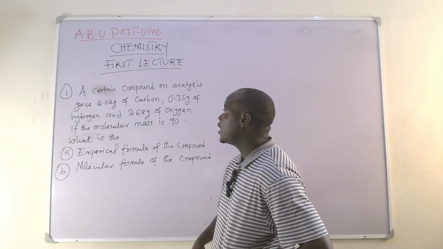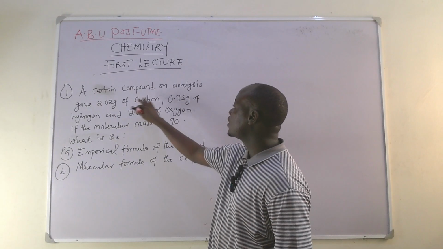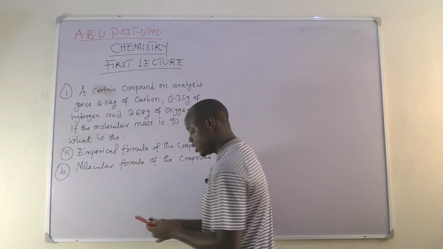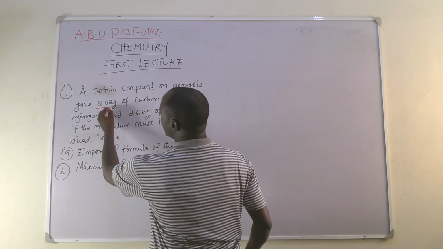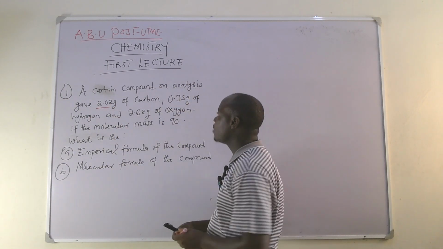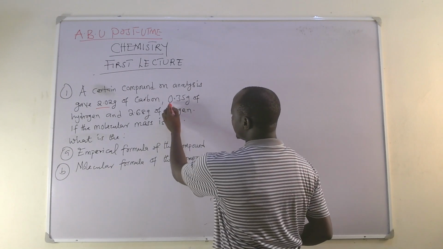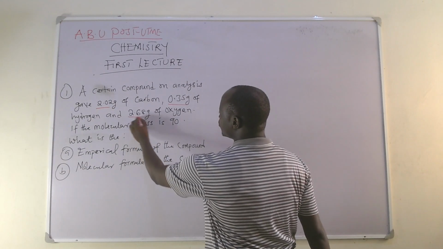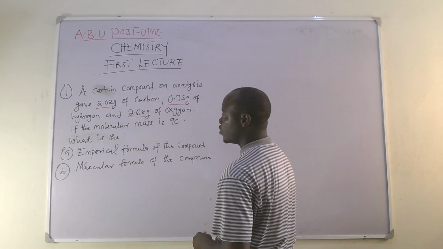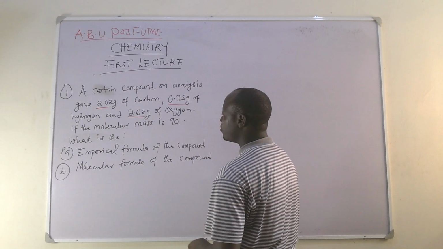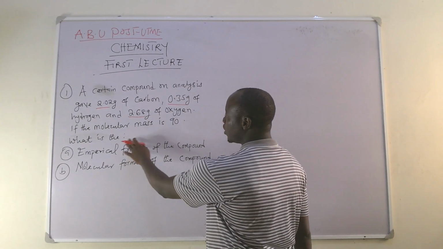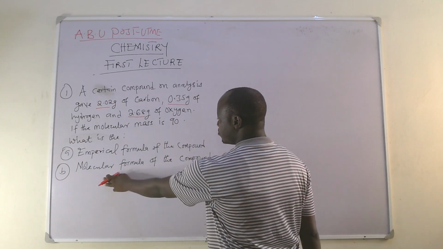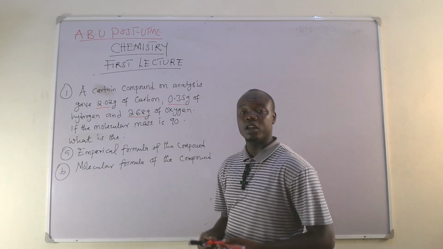So now we have a question like this: a certain compound, on analysis, gives 2.02 gram of carbon, 0.35 gram of hydrogen, and 2.68 gram of oxygen. If the molecular mass is 90, what is A, the empirical formula of the compound, and B, the molecular formula of the compound?